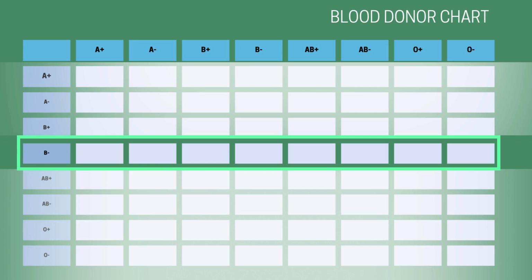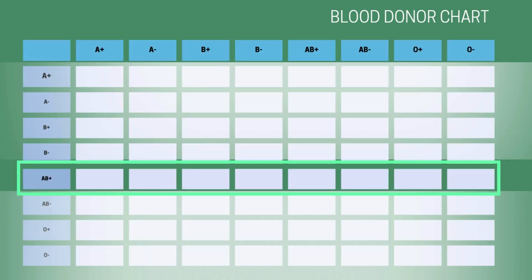Now let's talk about a B negative patient. This patient has B antigens on their red blood cells, but no Rh antigen. They can receive blood from B negative and O negative donors only. Any blood with the A antigen or the Rh antigen is off limits, so A, AB, or any Rh positive type is out because their immune system would see those as foreign and react. So for B negative patients, it's just B negative and O negative on the safe list.